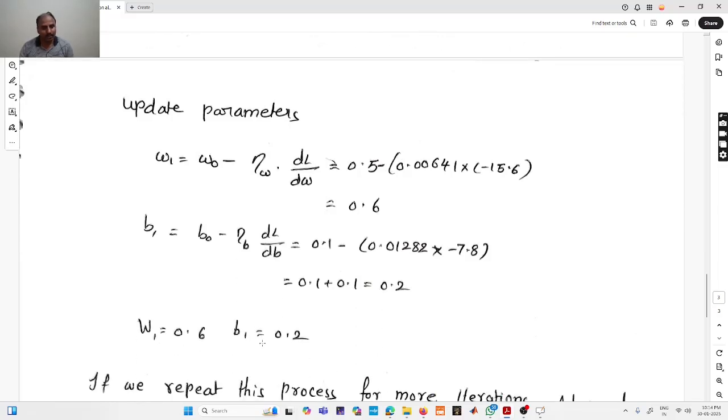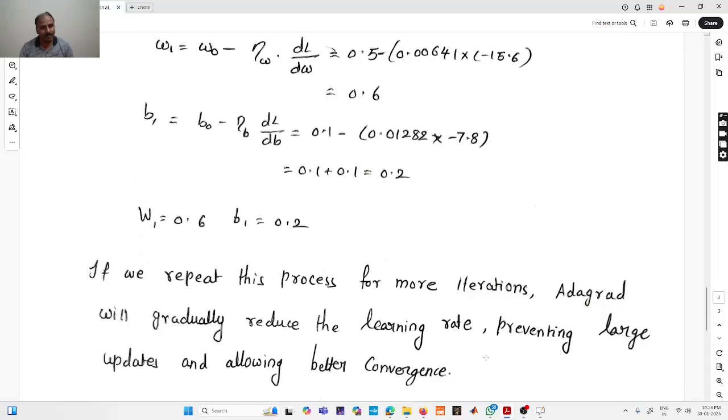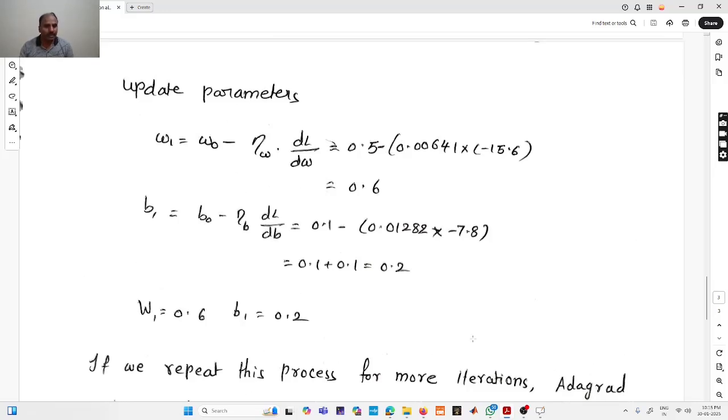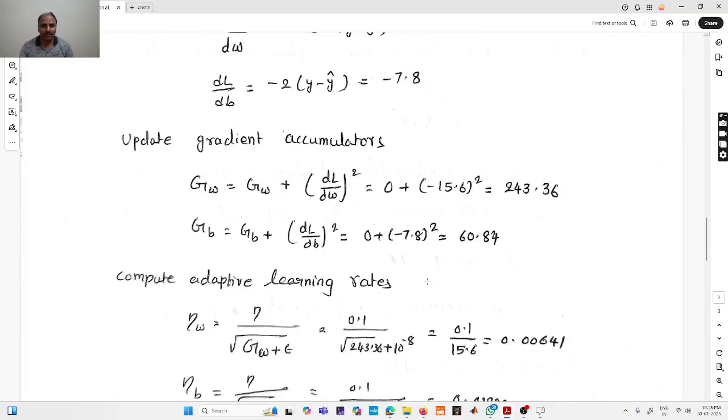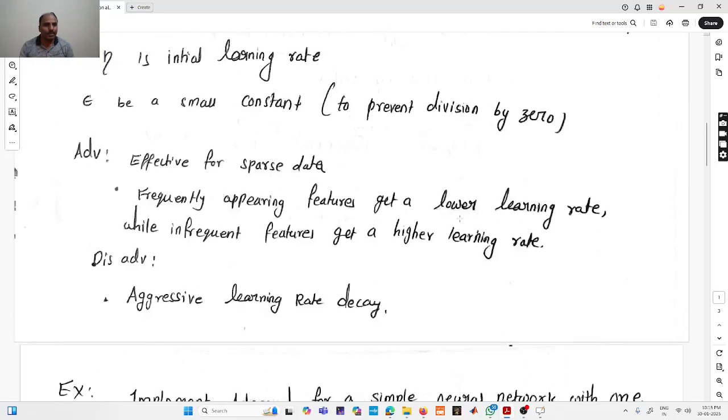If we repeat this process for more iterations, Adagrad will gradually reduce the learning rate, preventing large updates and allowing better convergence. That means as it gets towards the true solution, the learning rate automatically reduces to settle at the convergence point. This procedure repeats until the error becomes zero, or the loss becomes negligible. So this is the concept behind the Adagrad optimization algorithm.